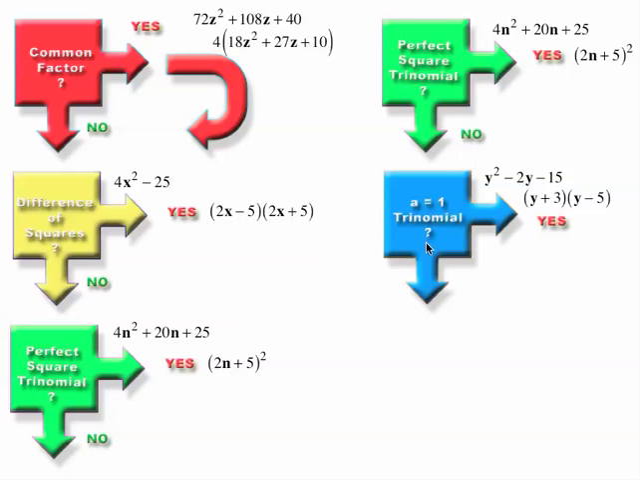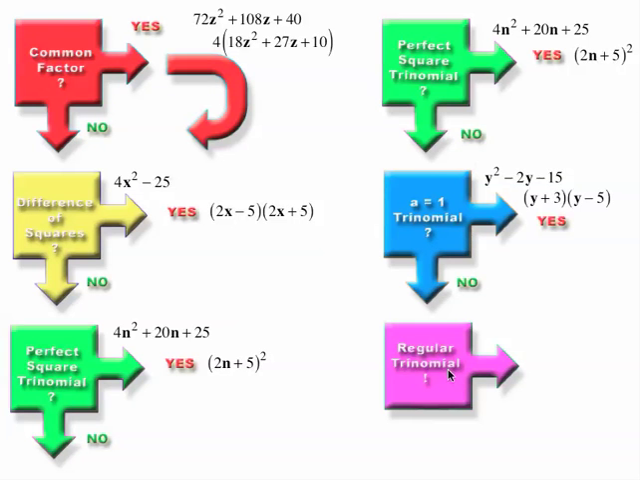All right, but if it's not an a equals 1 trinomial, that must mean that it's a regular trinomial. Okay, in a regular trinomial, you're going to use the PSF method, or you're going to use trial and error. Okay, and that's how you factor.